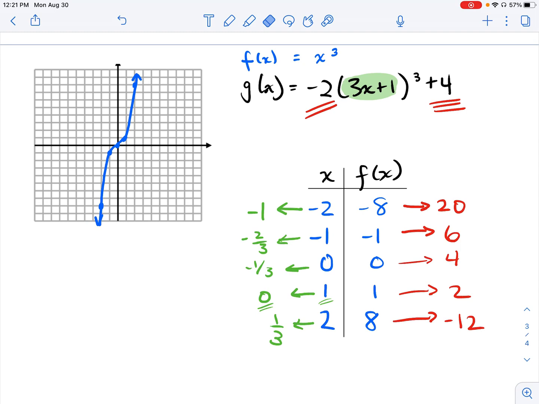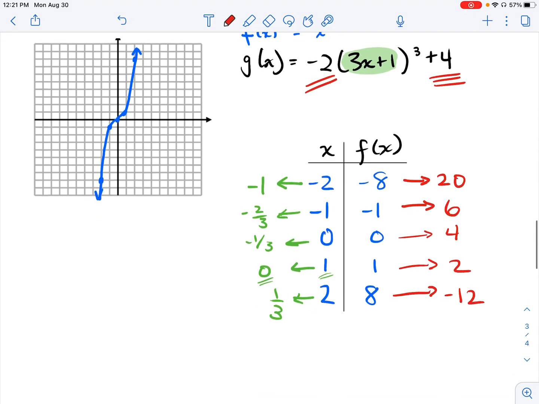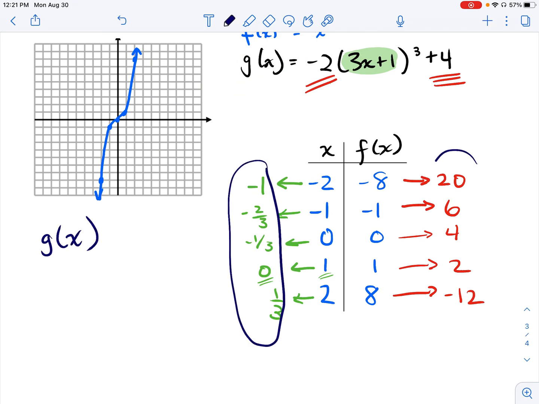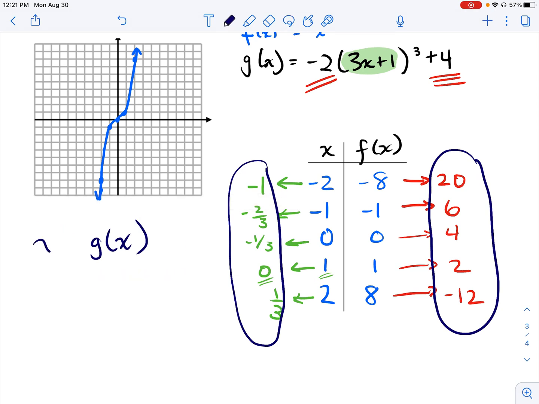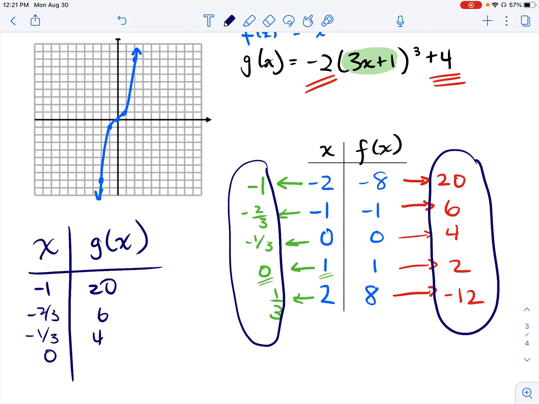Now, what are the values that we're going to graph? We are going to graph, now, let me put this in a different color, g of x. These are our transformed values. So g of x's table, let me actually just make some space here, is just going to be this. -1 results in 20. -2/3 results in 6. -1/3 goes to 4. 0 goes to 2. 1/3 goes to -12. And a lot of these points I can't really graph very well because I've done some shrinking and translating and reflecting.